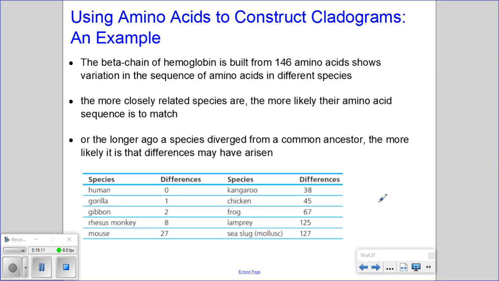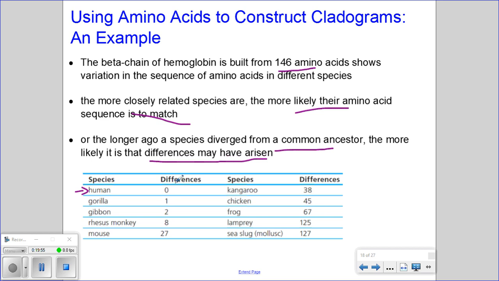Here we'll look at an example of an amino acid used to construct a cladogram. The beta chain of hemoglobin is built from a total of 146 amino acids and shows variation in the sequence of amino acids between different species. The more closely related species are, the more likely their amino acid sequence is to match. Or the longer ago a species diverged from a common ancestor, the more likely it is that differences have arisen. This table shows the number of differences in the amino acid sequence for the beta chain of hemoglobin, all compared back to humans.